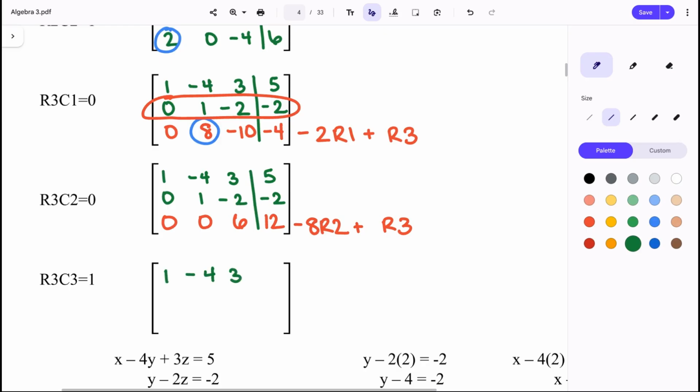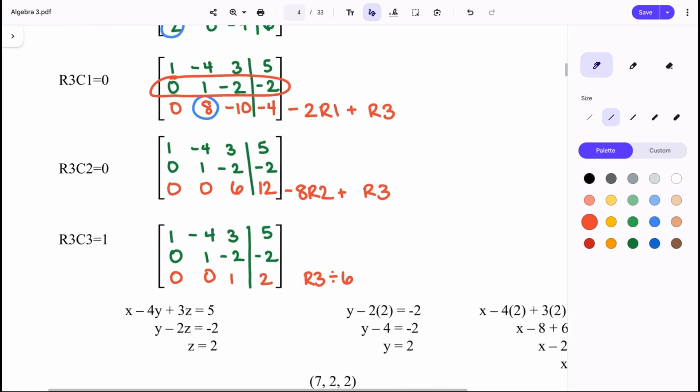So I'm not doing anything to row 1 and row 2. Can you divide? We can divide. What would you like to divide by? 6. So you want to just take row 3 divided by 6? If we take 0 divided by 6, you get 0. 0 divided by 6 again is 0. 6 divided by 6 is 1. And 12 divided by 6 is 2.